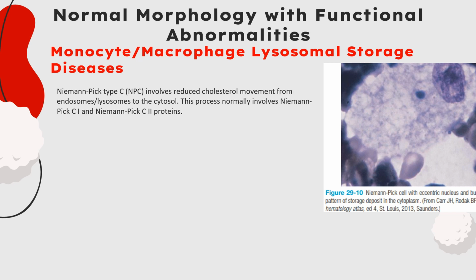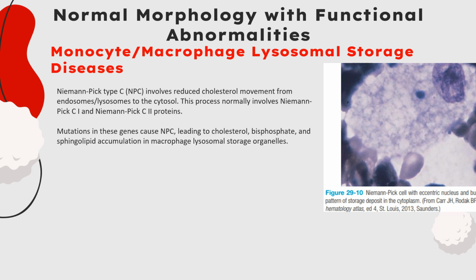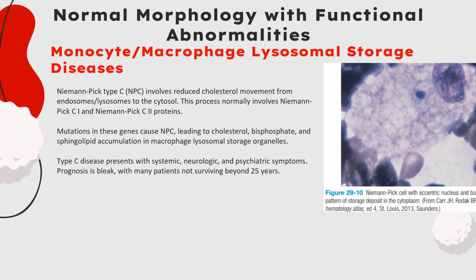Niemann-Pick type C involves reduced cholesterol movement, leading to accumulation in macrophage lysosomes. Movement from endosomes/lysosomes to the cytosol. This process normally involves Niemann-Pick C1 and Niemann-Pick C2 proteins. Mutations in these genes cause NPC, leading to cholesterol, bisphosphate, and sphingolipid accumulation in macrophage lysosomal storage organelles. Type C disease presents with systemic, neurologic, and psychiatric symptoms.